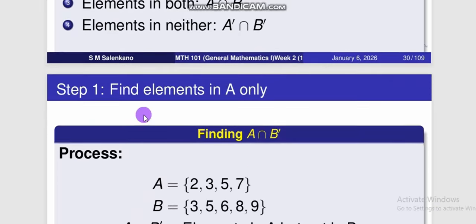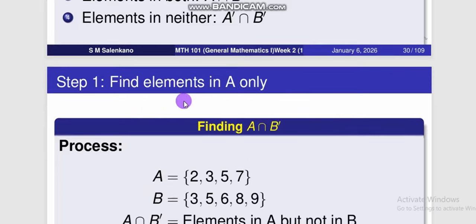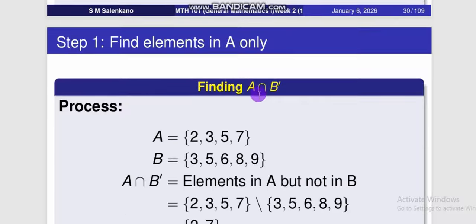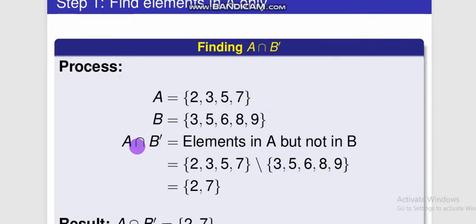Okay. Find elements in A only. Elements that are found in A only. Now remember, this is A intersection B complement. So to find those elements, you have A and you also have B. So you are going to say A intersection B complement.